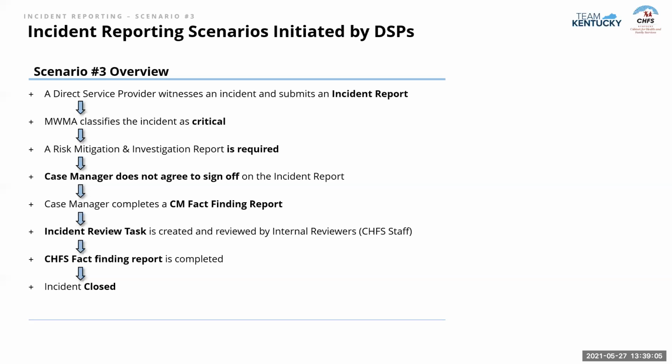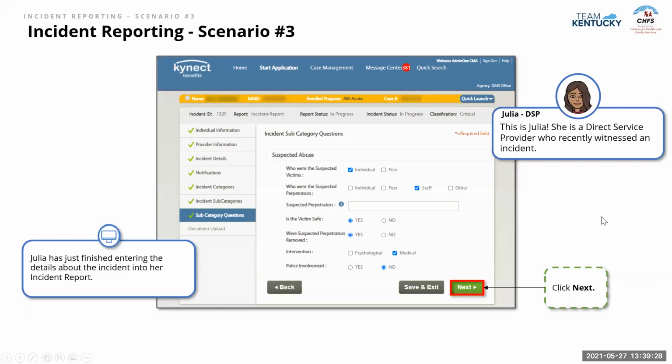That case manager is then going to complete a case manager fact-finding report. And once they complete that, it's going to generate an incident review task for internal reviewers, who is essentially the CHFS staff for you all. And they're going to complete their CHFS fact-finding report before the incident is able to be closed. Let's go ahead and dive in and see what this scenario is going to look like.